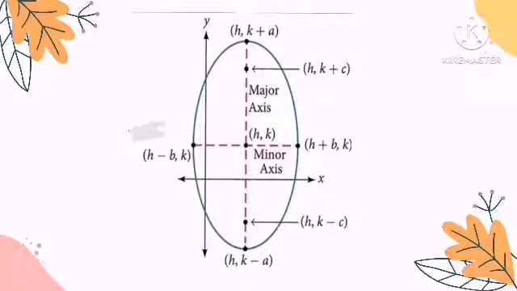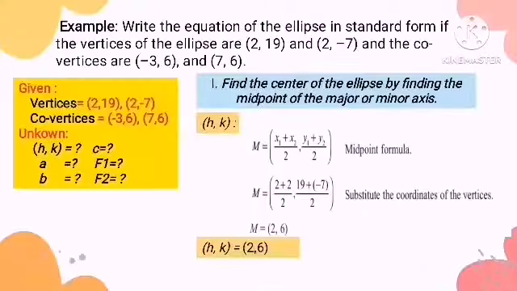This is what it looks like to graph a vertical major axis of an ellipse that is not centered at the origin. So, for example, write the equation of an ellipse in the standard form if the vertices of the ellipse are (2, 19) and (2, negative 7), and the co-vertices are (negative 3, 6) and (7, 6). So, given on the left side are the vertices and the co-vertices, as well as the unknown values that we need to find out.